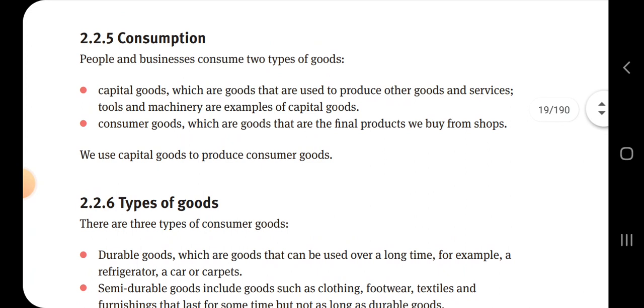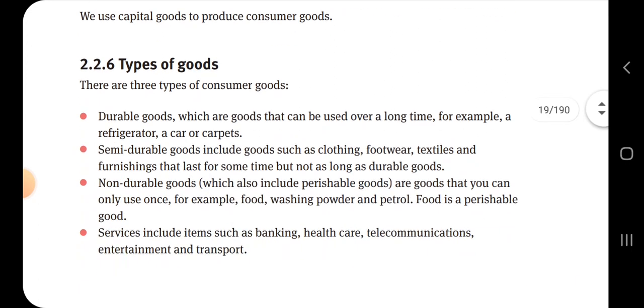And then let's talk about consumption. People and businesses use 2 types of goods. Capital goods are goods that are used to produce other goods. We use them to produce other goods. Raw material, let's say flour, can be a capital good because we can use it to make fat cakes. And then consumer goods are final goods we buy from the shop. We do not need to do anything to them, like washing powder. We use capital goods to produce consumer goods.